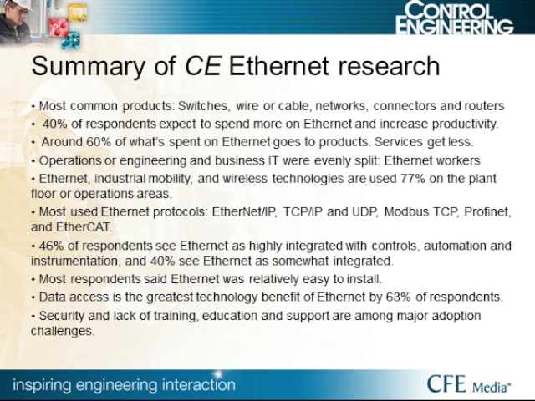Ethernet, industrial mobility, and wireless technologies are used 77% on plant floor and operation areas. Most used Ethernet protocols are as shown. 46% of respondents see Ethernet as highly integrated with controls, automation, and instrumentation, and 40% see Ethernet as somewhat integrated. Most respondents said Ethernet is relatively easy to install. Data access is the greatest technology benefit of Ethernet, cited by 63% of respondents. And security and lack of training, education, and support are among adoption challenges.